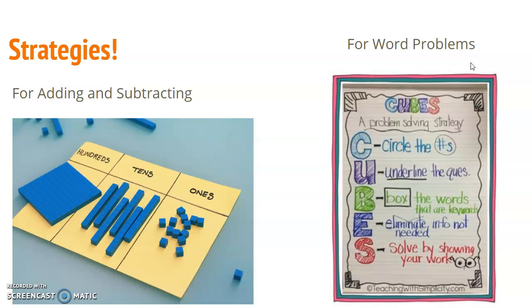The strategy that I love to use is an acronym called CUBES. The C in CUBES stands for circle the numbers. So you want to circle all the numbers in the question. The U stands for underline the question. So what is it asking you? The B stands for box the words that are key words, because key words will help us to understand what we are going to be doing in the problem. The E stands for eliminate info that is not needed. And the S stands for solve by showing your work. Alright, let's get started.